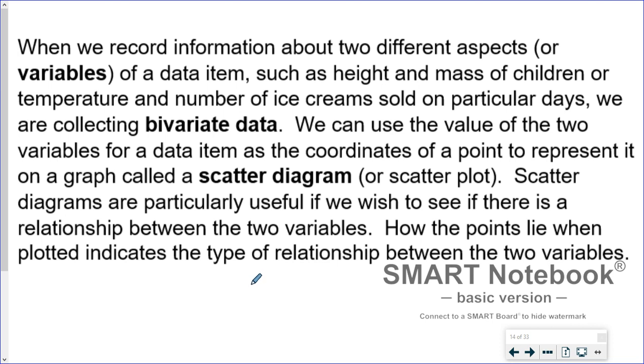We can use the value of the two variables for a data item as the coordinates of a point to represent it on a graph called a scatter diagram, or scatter plot. Scatter plots are particularly useful if we wish to see if there is a relationship between the two variables. How the points lie when plotted indicates the type of relationship between the two variables. Hopefully we've all seen scatter plots before.